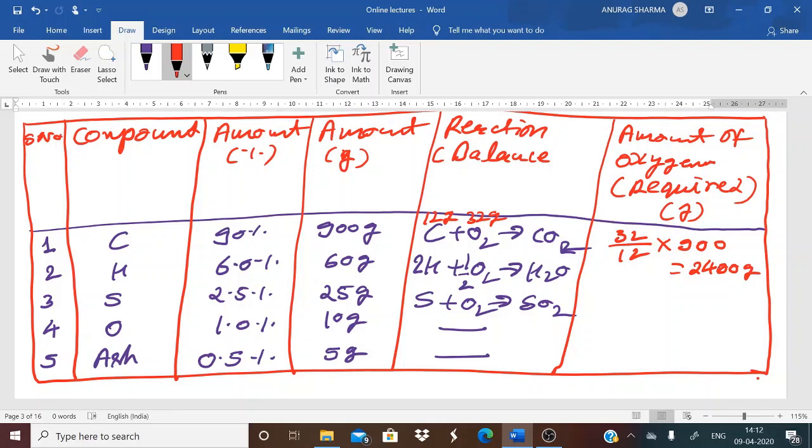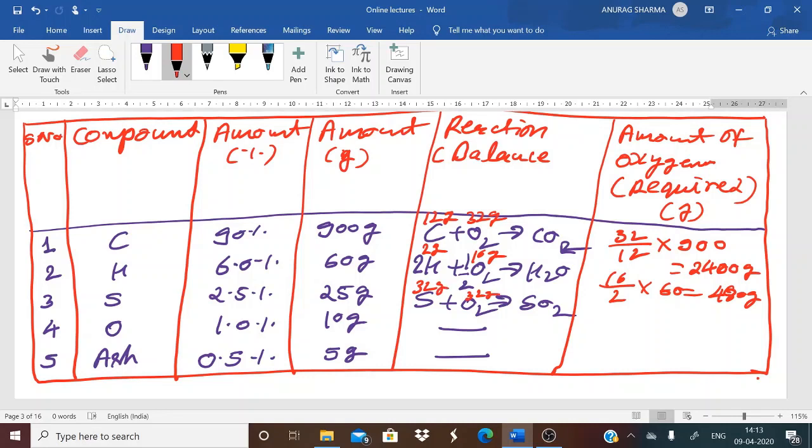And next, 2 gram of hydrogen, it means 2 gram, reacts with 16 gram of oxygen. So 60 gram of hydrogen will react with how much oxygen? We can calculate this by 16 divided by 2, multiplied by 60, and the final answer will be 480 gram.